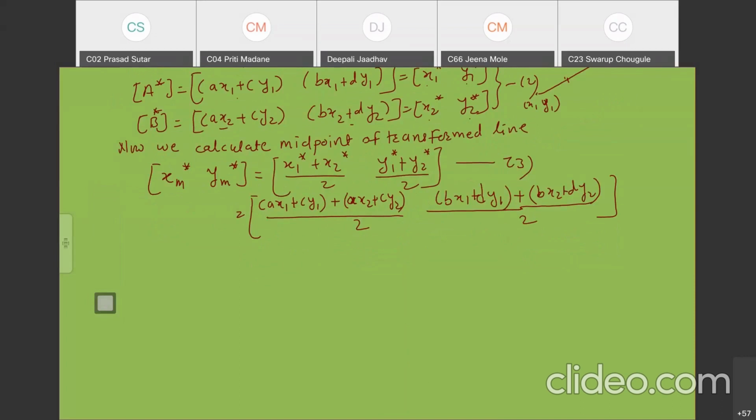Now we try to simplify it. So a of x1 plus c of y1 plus a of x2 plus c of y2. So we try to minimize this. We keep a as common, x1 plus x2, all our plus signs are, no minus sign is there, divided by 2 plus c of y1 plus y2 divided by 2.